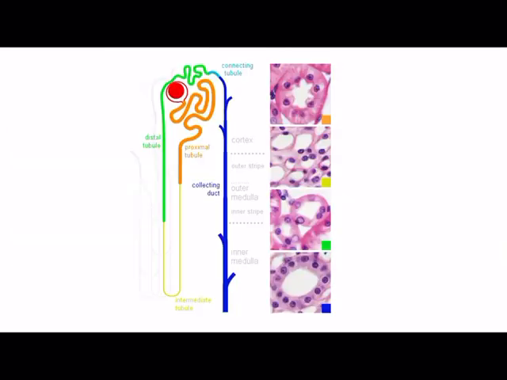Again, just a different illustration. So this is an illustration. The orange ones are your proximal convoluted tubules. And now the yellow ones would be your thin descending limb. Now also having a thin and a thick ascending limb. Then a distal tubule. And then your collecting ducts, the blue one.